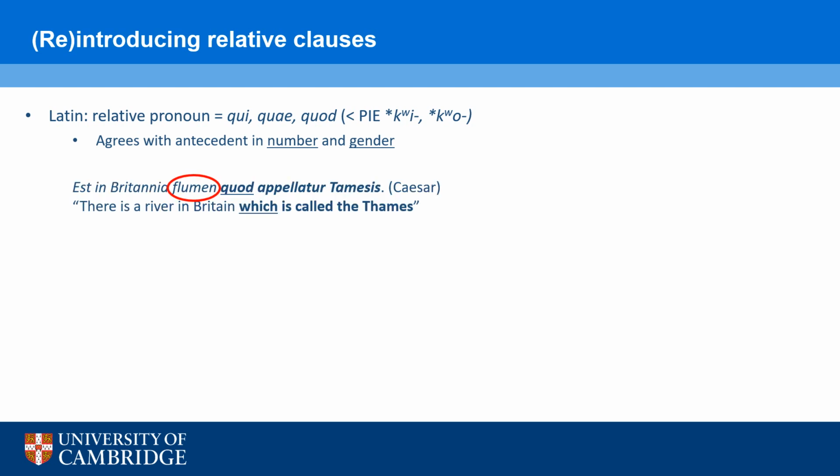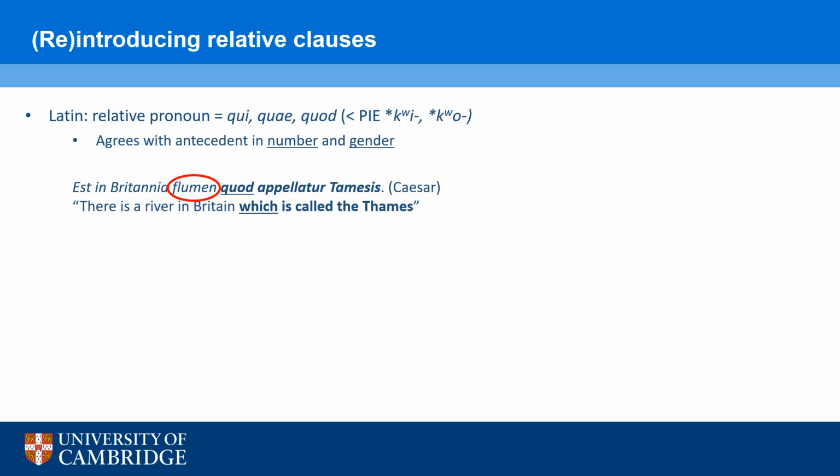To take an example, est in Britannia flumen quod appellatur Tamesis. So, in this example, the antecedent is flumen, the river. It's a neuter singular noun, so we get the corresponding form of the relative pronoun, quod.